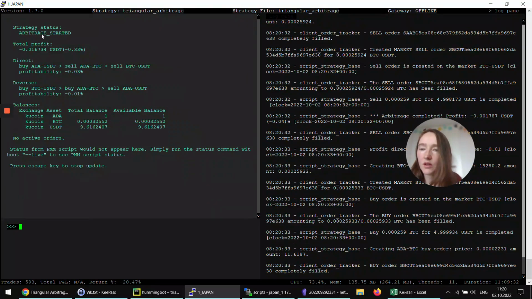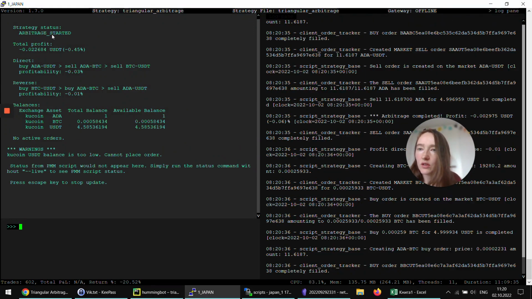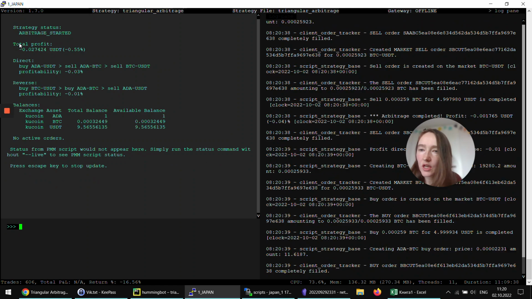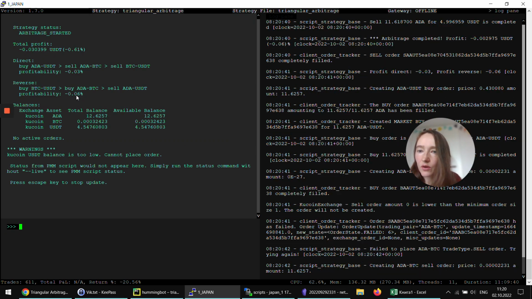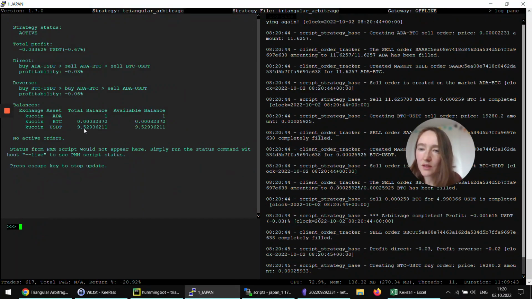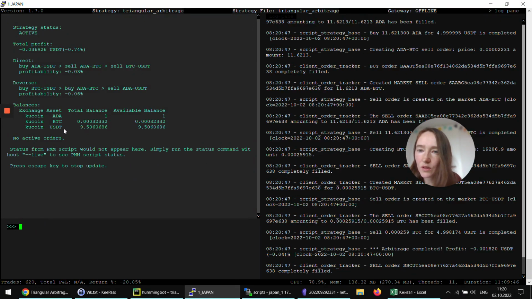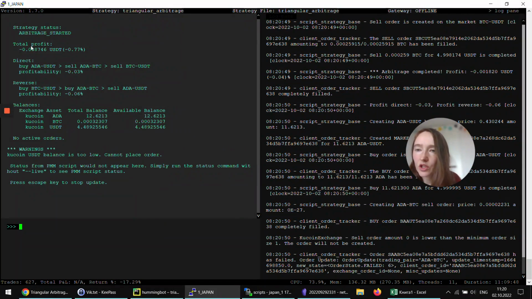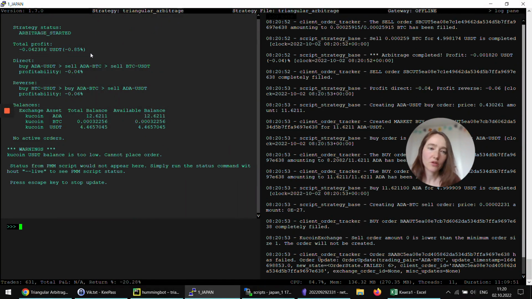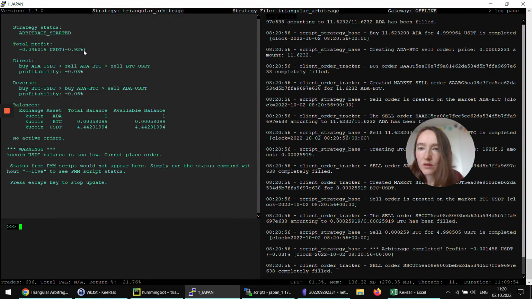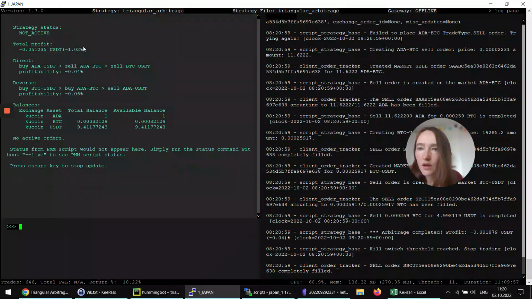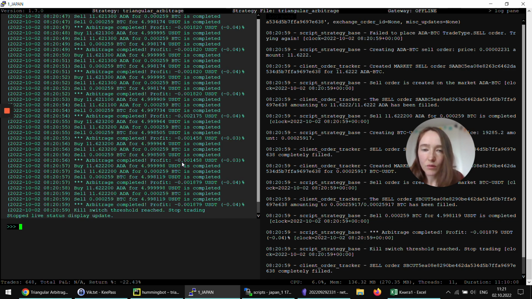Let me enter the status live command again. Here you see the status switching from active to arbitrage started. The total profit is changing and is decreasing. You can also see the balances switching from USDT to ADA to BTC and back. And when we reach the -1 threshold, the trading will stop. And you see, after some seconds, yes, it stops and the current status is not active, kill switch threshold reached. If we exit, we see that a lot of orders were created, so everything is working fine.